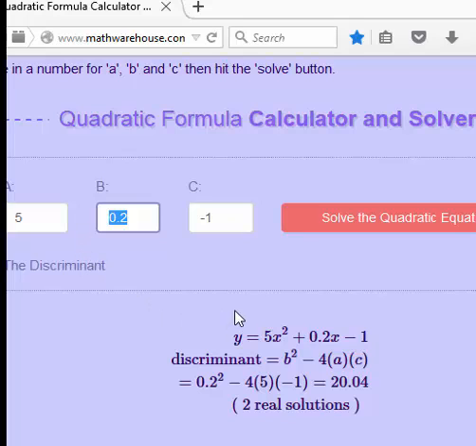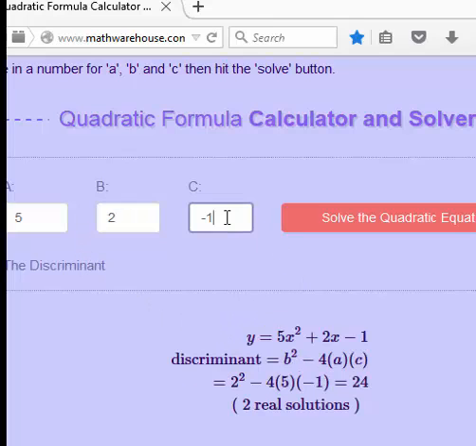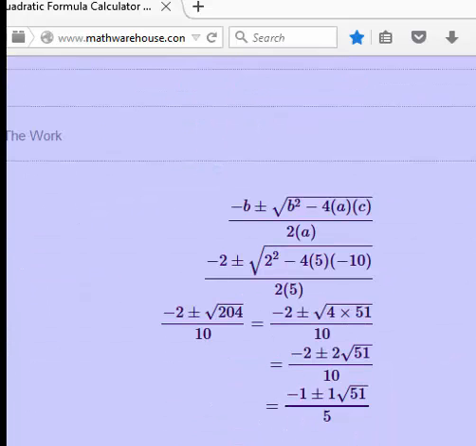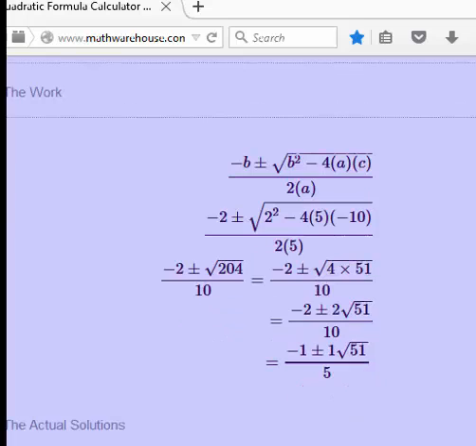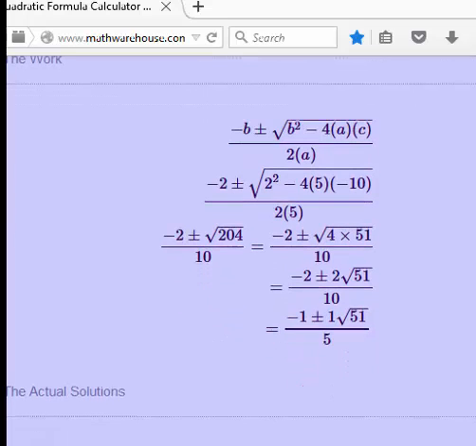Or if you want the radical form, we put in our simplified equation without the fractions, 5x squared plus 2x minus 10, and hit the button, and this calculator not only gives you the solutions, but it even shows you how to simplify the radical. Isn't that neat? Now, I'm not saying you should not learn how to do this. I'm saying use this as a nice tool to check your work and see where you made a mistake.